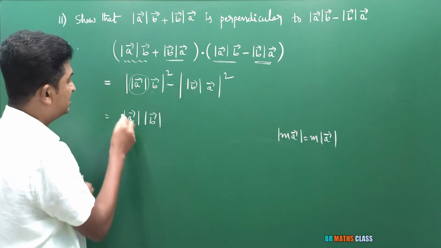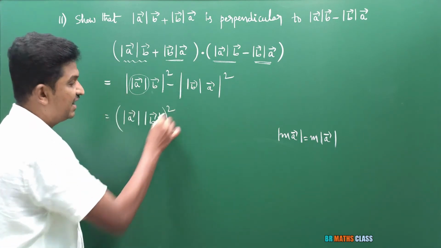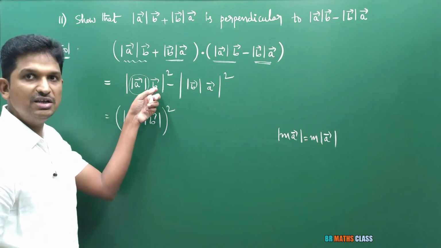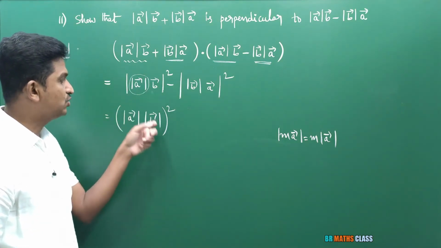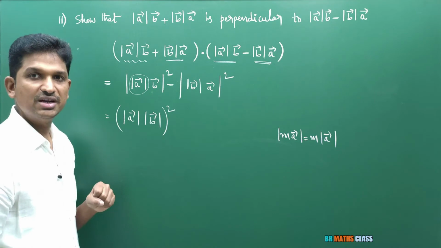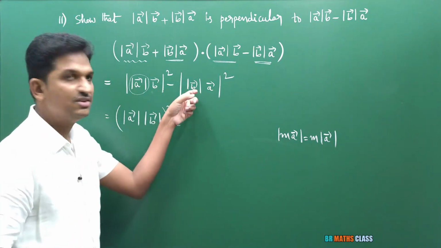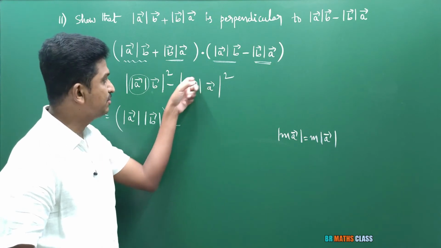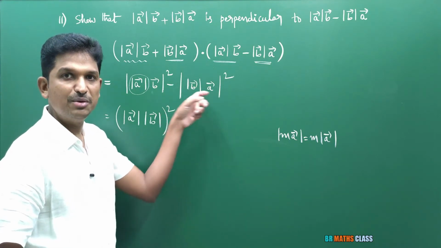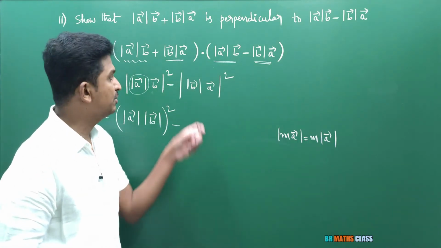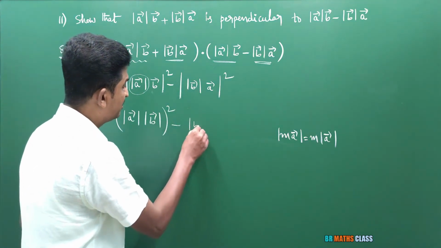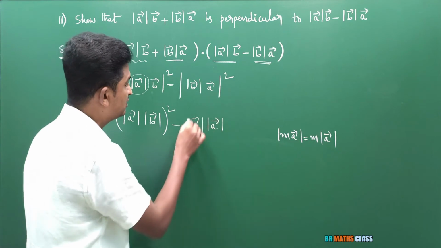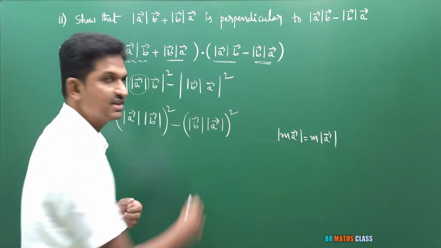Here, whole square is there, right? That whole square I'll write. I hope you are understanding. See, magnitude of m b bar is what? M into magnitude of b bar. Here whole square is there, right? That's why I have written like this. Minus, this is also like magnitude of m a bar. This is m. This is scalar. Magnitude of m a bar is what? M into magnitude of a bar. So this can be written as magnitude of b bar into magnitude of a bar. Here whole square is there, right? That whole square I'll write here.